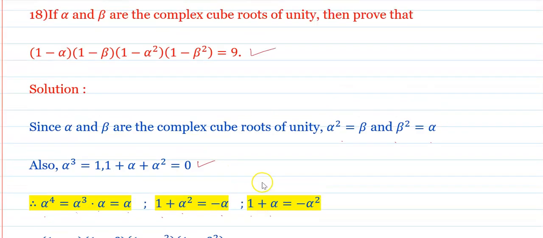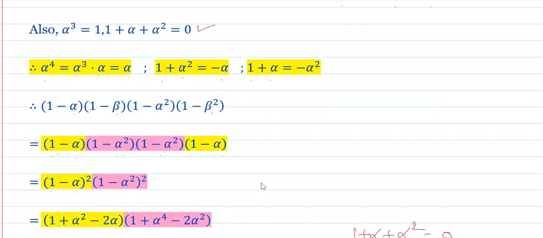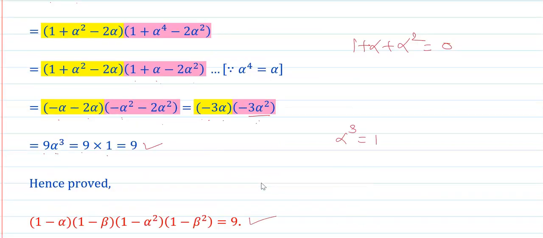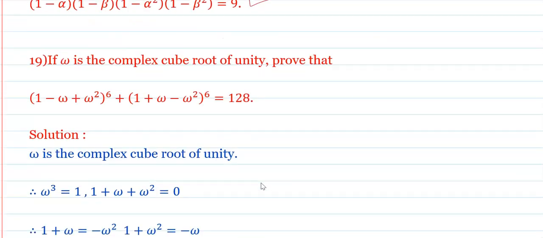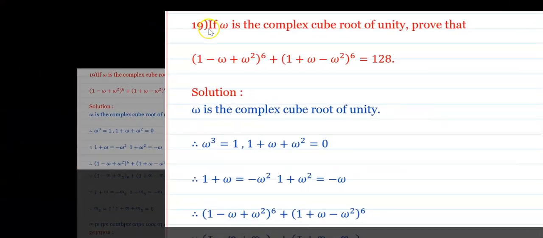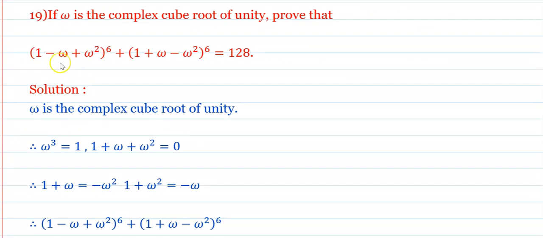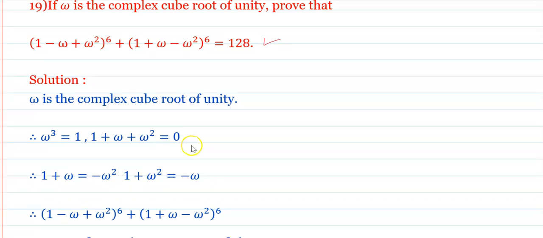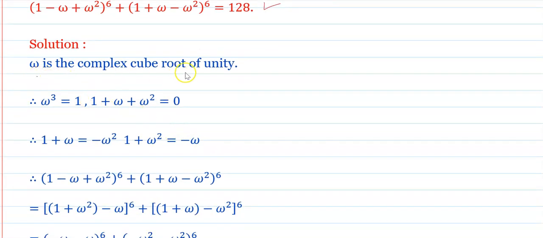Once again you can see it here. Okay, now question number 19. If omega is a complex cube root of unity, then prove that (1 minus omega plus omega square) raised to 6 plus (1 plus omega minus omega square) raised to 6 equals 128. Very simple question. Omega is a complex cube root of unity. Omega cube is 1, 1 plus omega plus omega square is equal to 0, and then the following values.